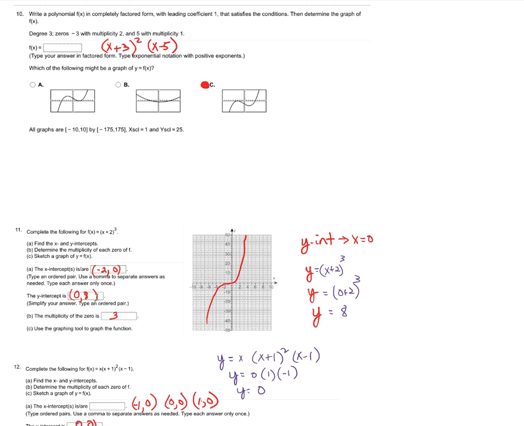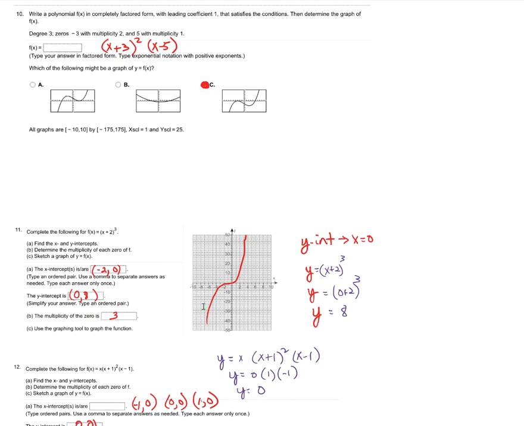The y-intercept, how do we figure that out? The y-intercept occurs when x is 0. So y equals x plus 2 cubed. Put 0 there, and that's 2 cubed, which will be 8. So y equals 8. So you have 0, 8 for the y-intercept. The multiplicity of the 0 is 3.